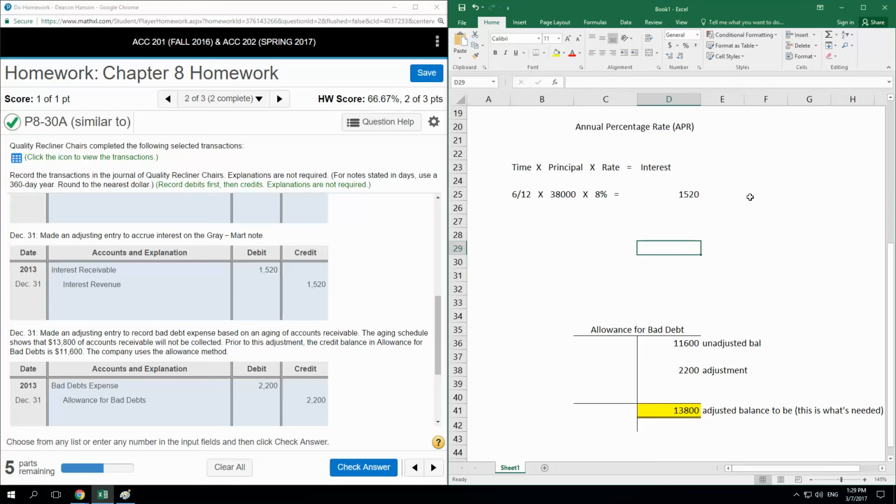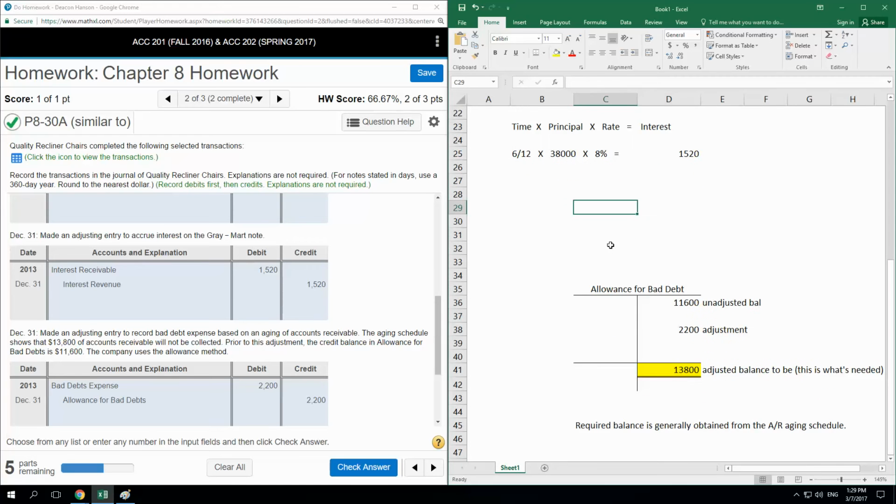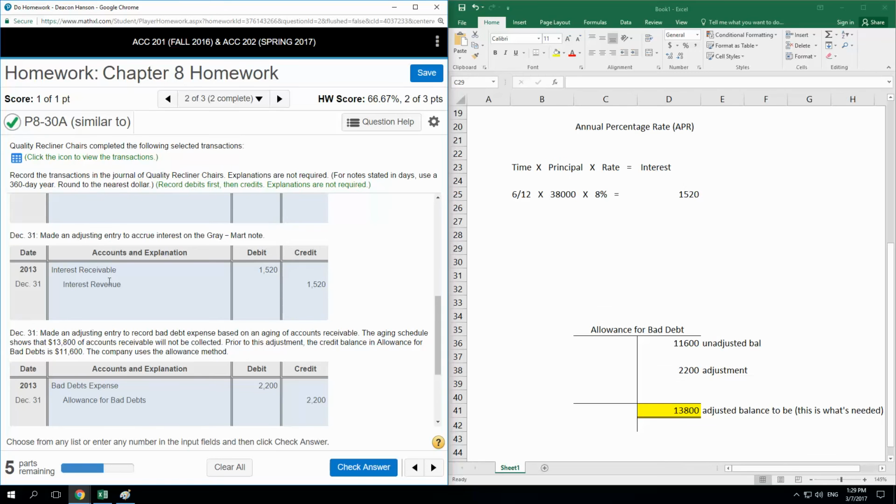So if I multiply those three, I get 1520. And I did it real quickly in my head. Basically, I said, you know, 6 over 12 is 1/2. And you could either go a half of 38,000, or I went a half of 8%, and then that's 4% times 38,000. If you want to reduce it that way, right? That's how we got it. And then the journal entry is just to show that you're waiting to collect that interest. You haven't collected it yet, but you earned it because the time went by, right? The gray had your money for 6 months, so you technically earned that interest. Okay.